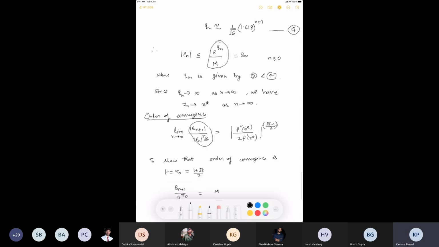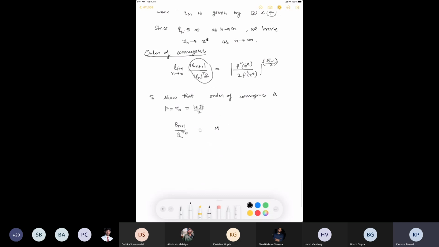So if we simplify, bn is delta raised to power Qn divided by m. So we'll get m raised to power r naught times delta raised to power Qn plus 1 divided by m, and delta raised to power Qn into r naught. If we simplify, this is m raised to power r naught minus 1, delta raised to power Qn plus 1 minus r naught into Qn.